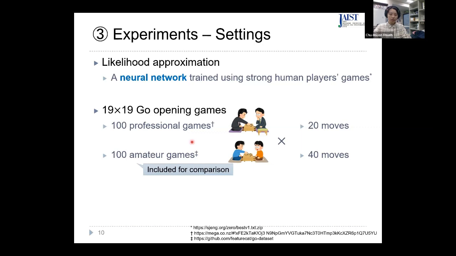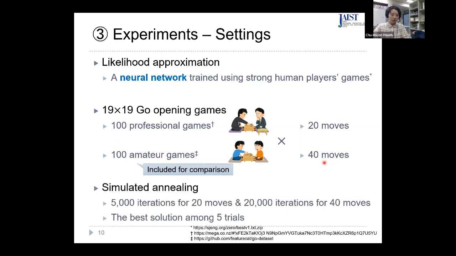For both cases, we clip the game record at the 20th and the 40th moves. This is to test the scalability of our approach. Regarding the simulated annealing, we use more iterations for longer move sequences. And as seen earlier, randomness is involved in the optimization, so we run each setting 5 times and pick the best solution among the 5 trials.